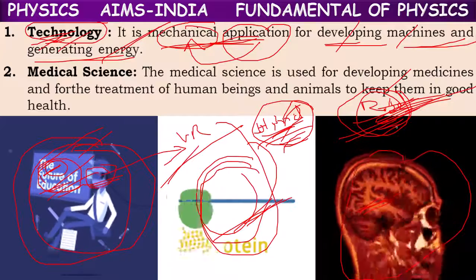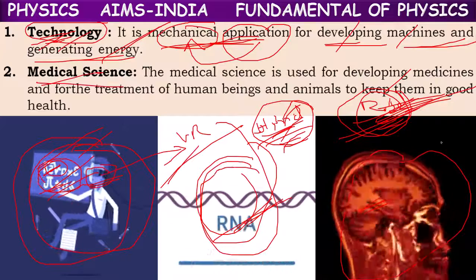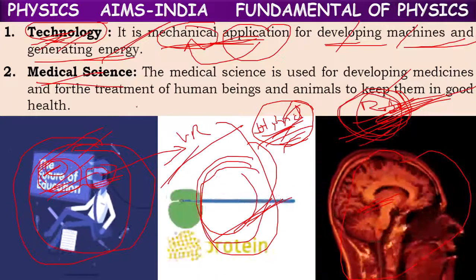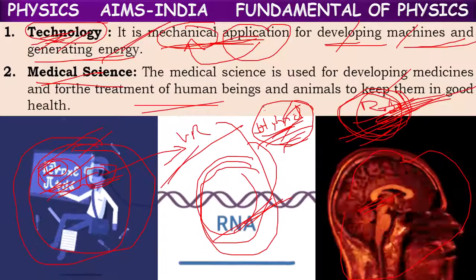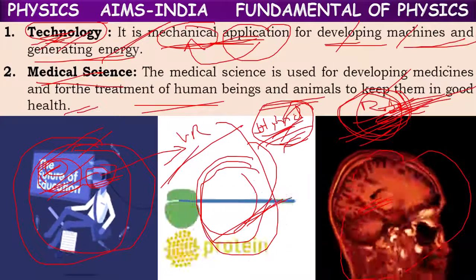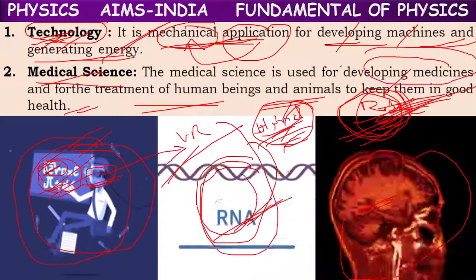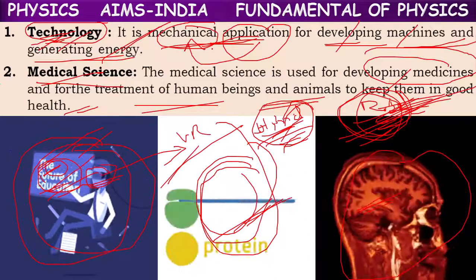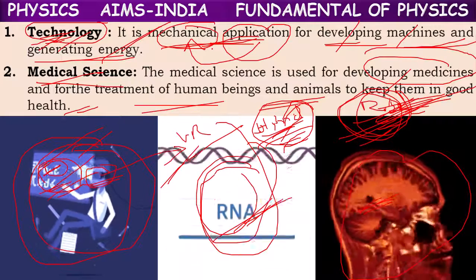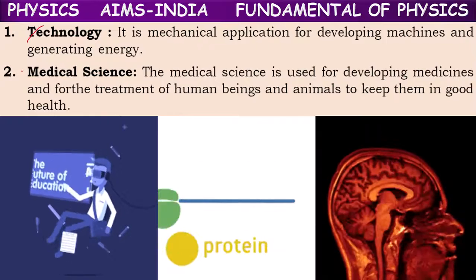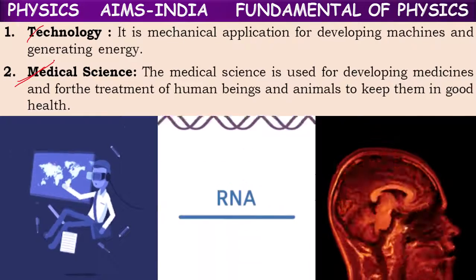Okay, so that is called medical science. In medical science also, we are using robots, for the treatment of human beings, or for the treatment of animals, for keeping them in good health, or for developing new kinds of medicines. We will make use of this applied science. Like this, in applied science we have two branches, technology and medical science.